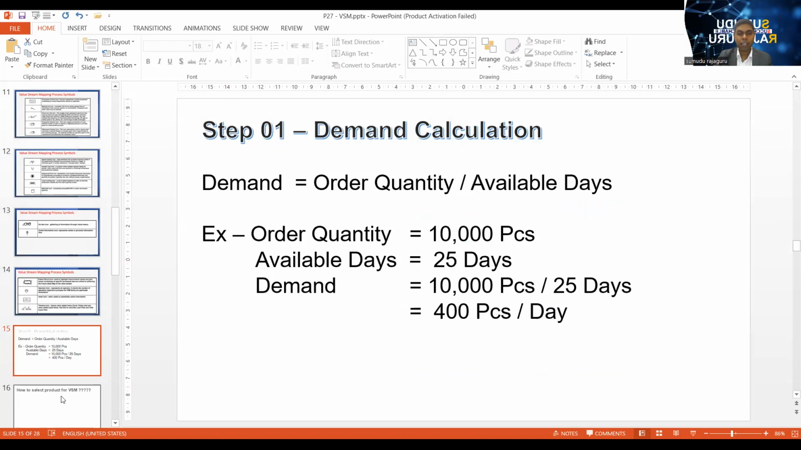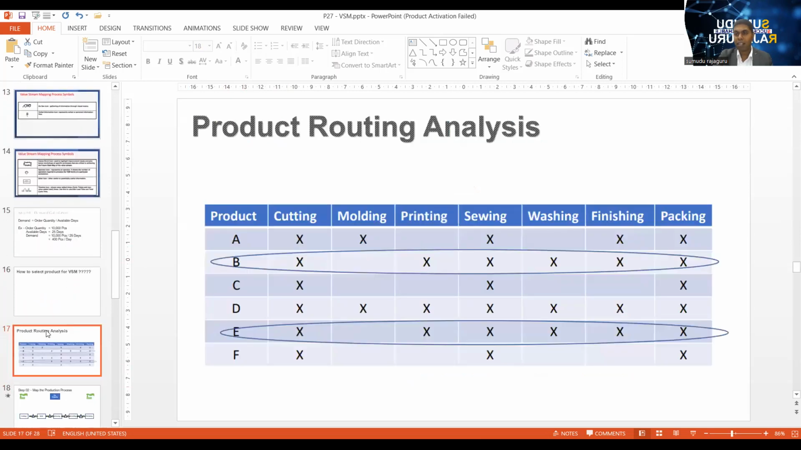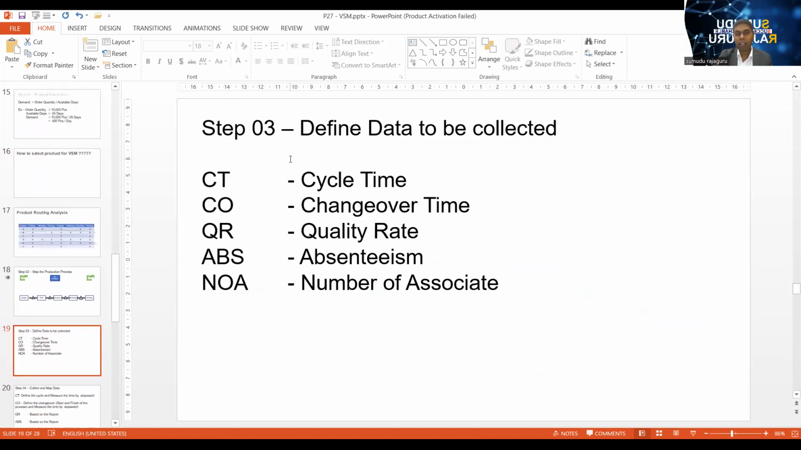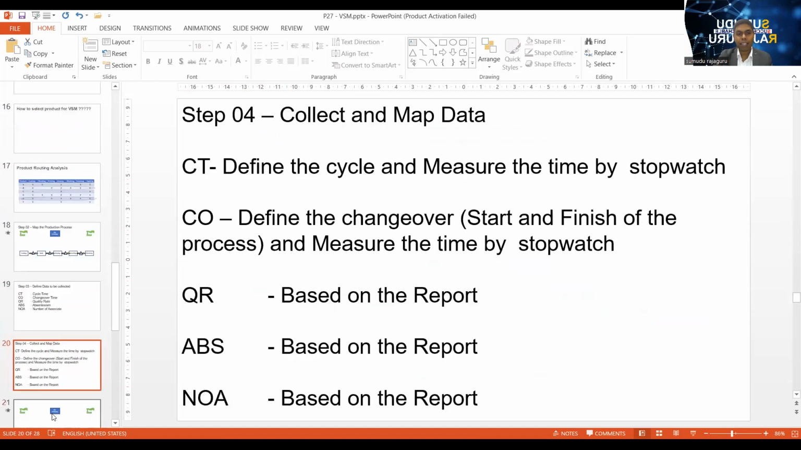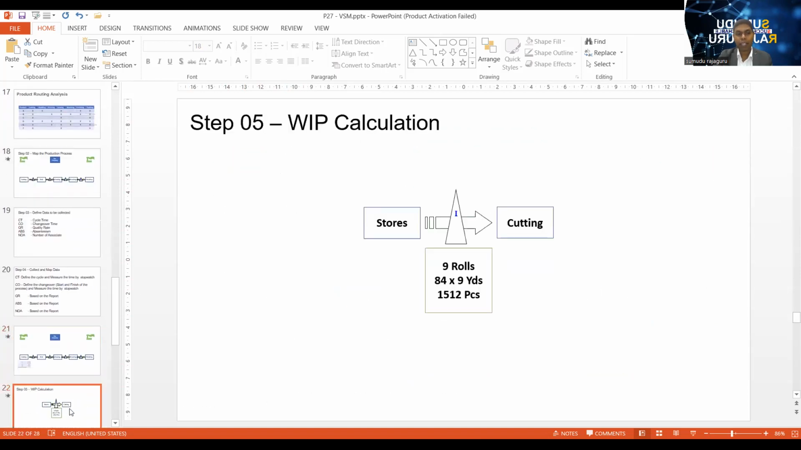Demand calculation. Please keep in your mind when calculating demand, we have to select the product. So we have to consider the buyers, how many buyers, then what is the percentage of load in there, then product type, then we have to consider product routing analysis, then we can select some product. The step number 2, map the production process. Step number 3, define data to be collected. Then step number 4, collect and map the data.